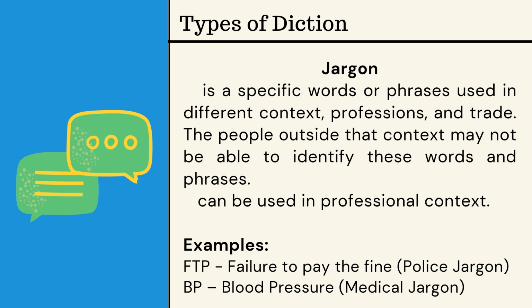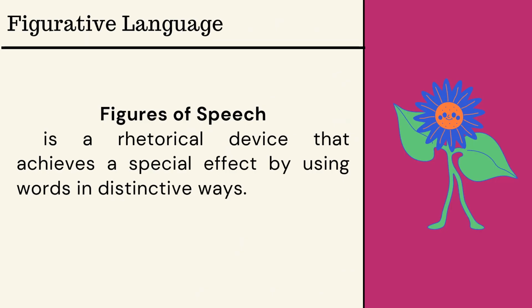Lastly, we're down to the last one, the figures of speech. Well, I believe you already know this, so this is some sort of review. Figures of speech is a rhetorical device that achieves a special effect by using words in indistinctive ways. So, figures of speech allows us to really play with words. And these words, when they are used as figures of speech, should not be interpreted and understood in a literal manner. So, figures of speech allows writers to achieve special effects in writing.